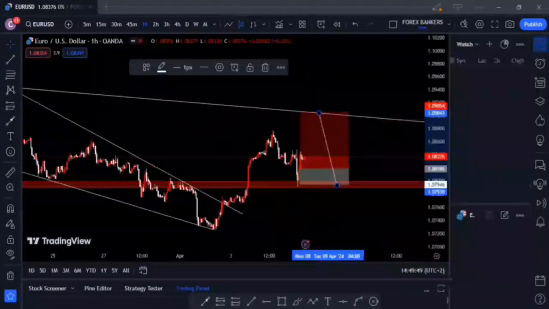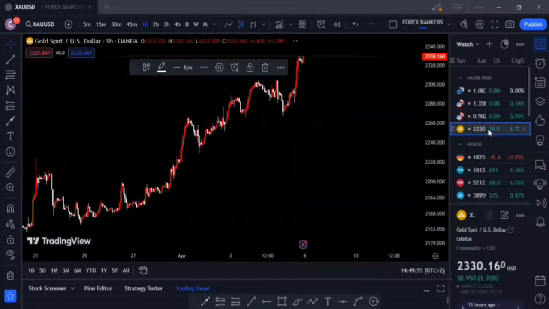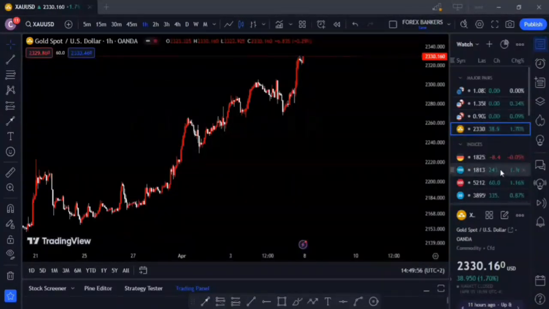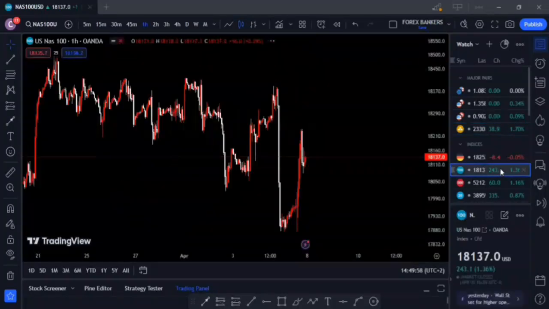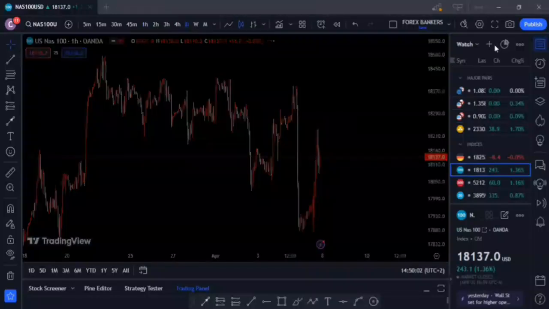Let me find another pair for you guys so I can analyze and see what we're looking for. What we're looking at now. Gold is too high. I wouldn't analyze gold. I'm not gonna lie, gold is too high. So let me just analyze NAS 100, guys.